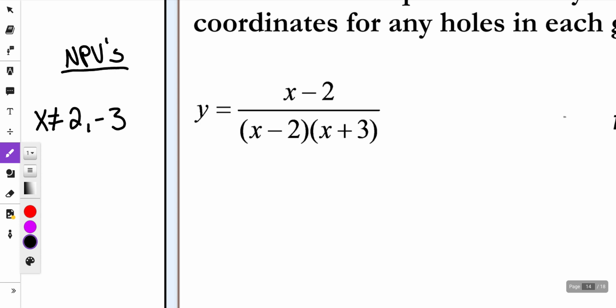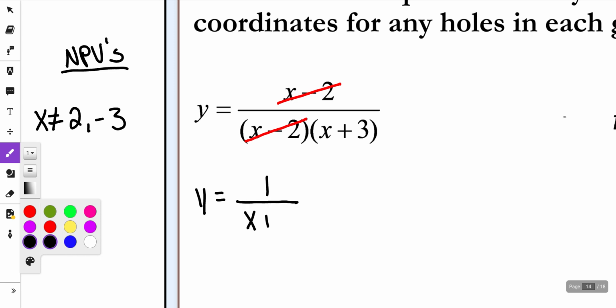Perfect. These things are going to create holes or vertical asymptotes, depending on the question. If the NPV could be reduced, if it could be simplified and go away, it is a hole. If the NPV cannot be simplified and cannot be canceled out, then it is a vertical asymptote. So looking at this problem, x minus 2 would divide by x minus 2. That would go away, and I would now have y equals 1 over x plus 3.